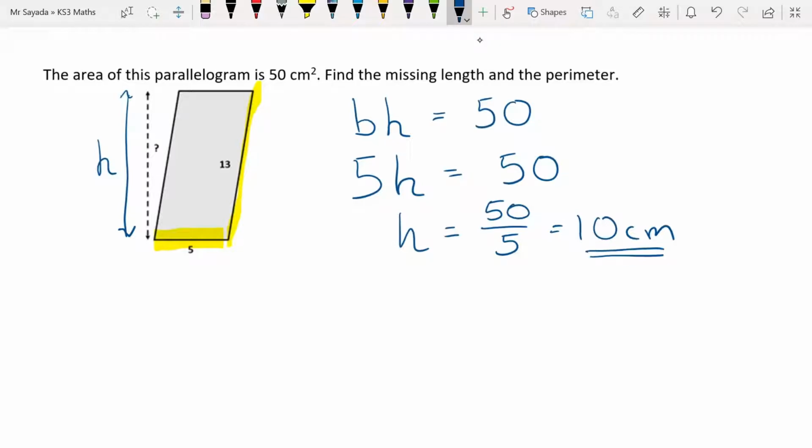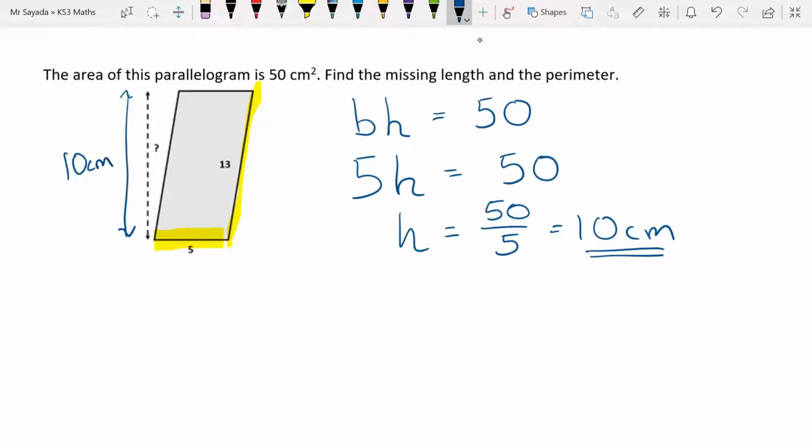So I've done it algebraically. You don't need to do it algebraically. You can just say, well, base times height is 50, so 5 times something is 50. The something must be 10. Now that's the missing length. So I now know that this missing length here is 10 centimeters.